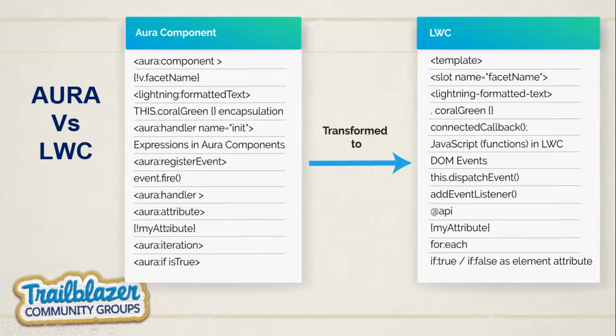And if we want to access any variable in Aura, we use an exclamation sign with that variable name. But in LWC, we just call that variable inside curly braces. And also in iteration, we use the aura:iteration tag, and aura:if is the tag for conditions in Aura components. In LWC, we use for:each and if:true inside our template tag.